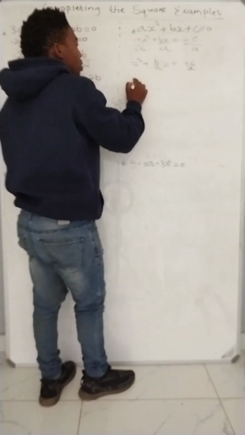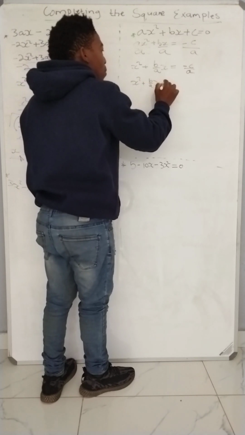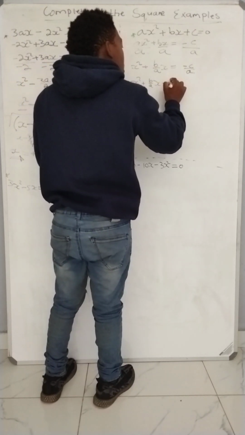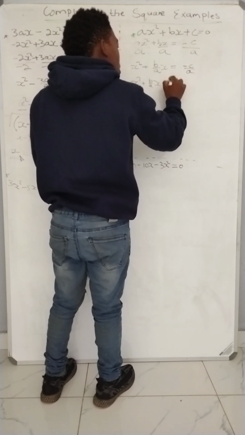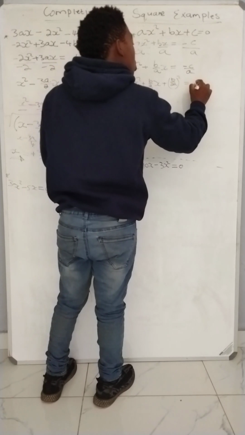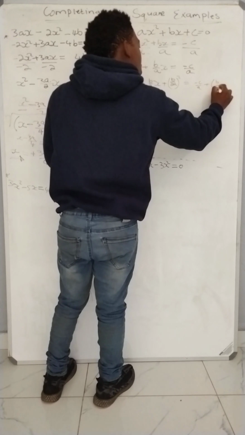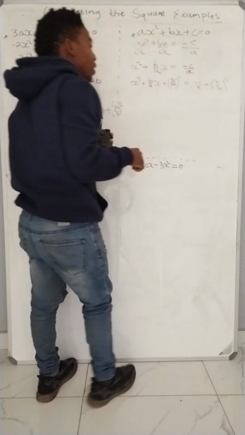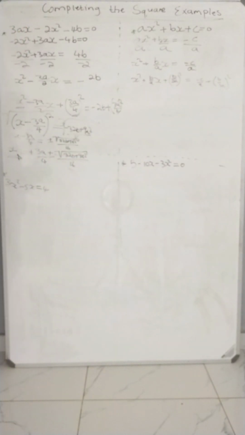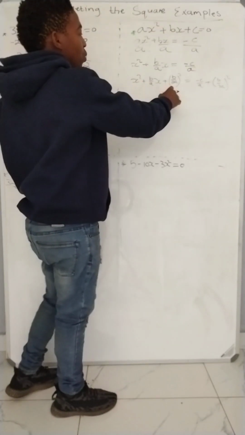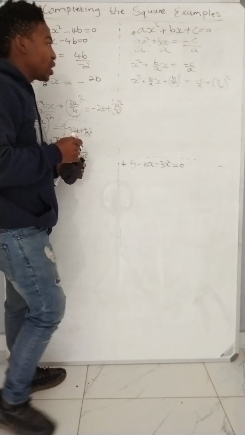So we have x squared plus b over a x plus b over 2a squared is equal to minus c over a plus b over 2a squared, like that. What you do on the left, you do on the right to balance the equation. Now we factorize the left hand side, which is now a perfect square, in the next step.